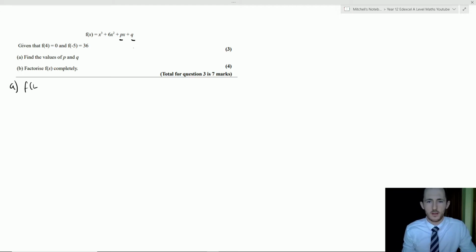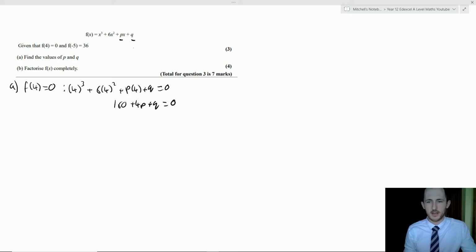They said f of 4 equals 0. So if we were to sub that in right now, we would get 4 cubed plus 6 times 4 squared plus p times 4 plus q should equal 0. That's what that information tells me. Okay? So 4 cubed, hopefully you know that's 64. And then honestly you can just do the whole thing in your calculator anyway. But I'm just going to work out what the numbers are. So 4 cubed plus 6 times 4 squared is equal to 160. Plus 4p plus q equals 0.